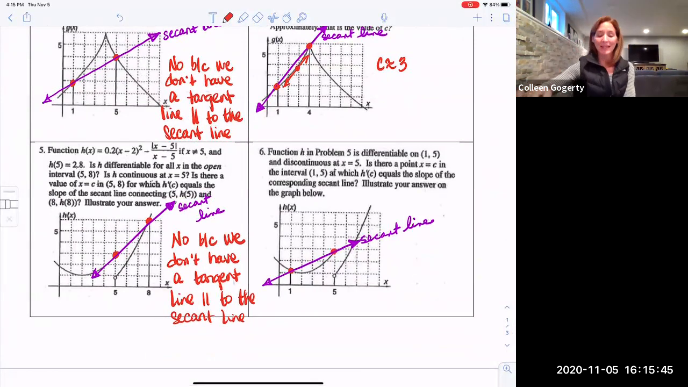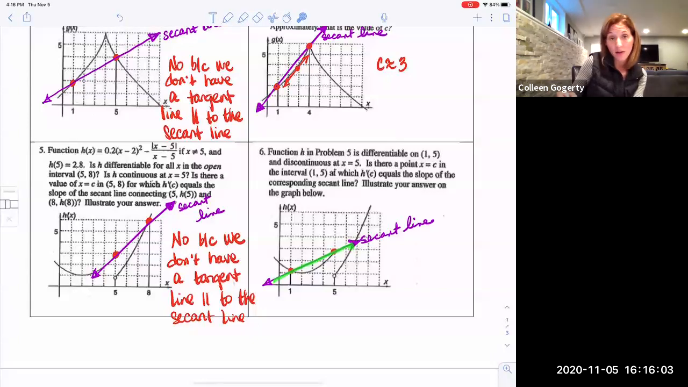So in number 6, I'm looking at the exact same graph as number 5 again. Same function, same picture, only now my interval has changed from 1 to 5, okay? Well, 1 to 5, here's my secant line. Hopefully you already have that. Can you draw a tangent line parallel to the secant line on this interval of 1 to 5? And my answer is yes, probably somewhere right around here maybe. So approximately around C is 3, okay?